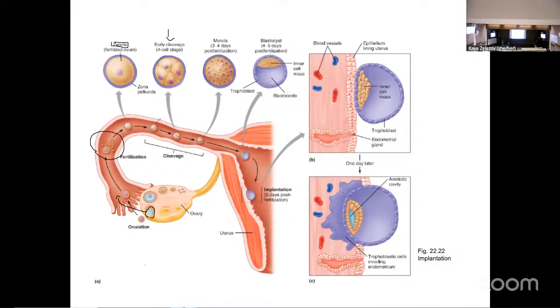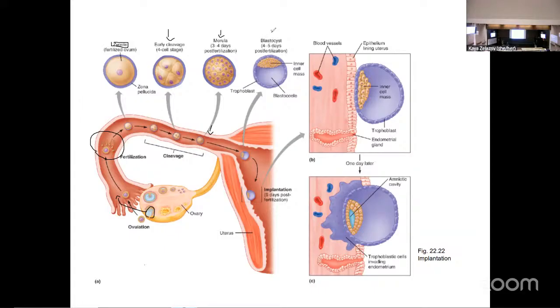You can see we're still not down to the uterus yet. You can see a morula is a lot of cells, right? So we've done several cycles of division. Here we're about 3 or 4 days after fertilization. We are still not down to the uterus yet.